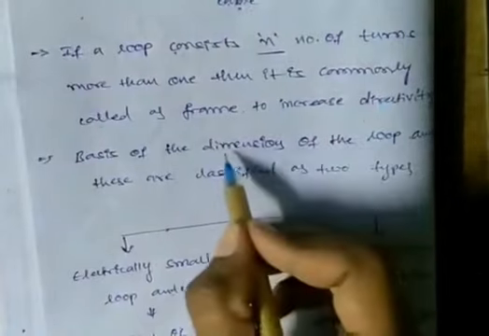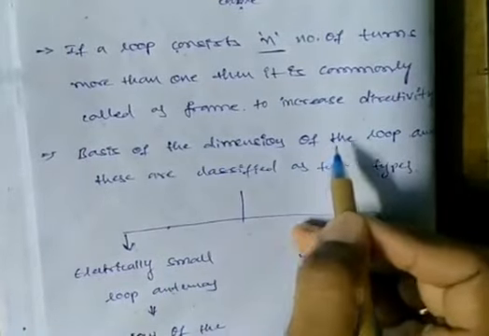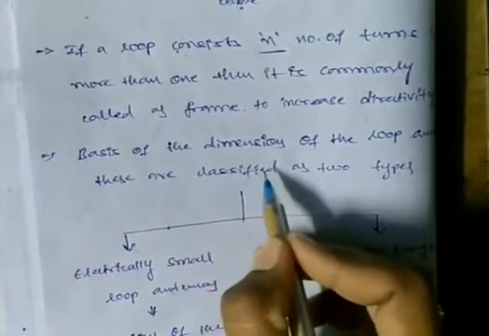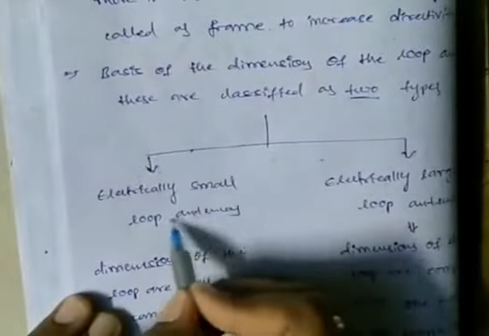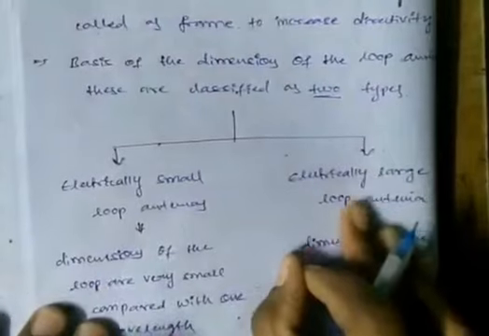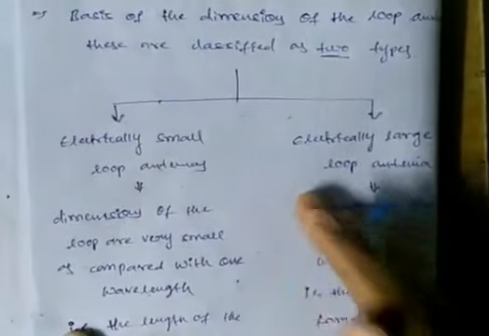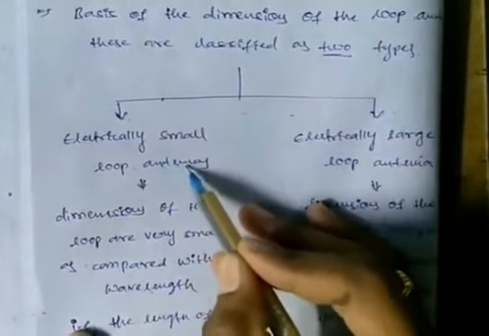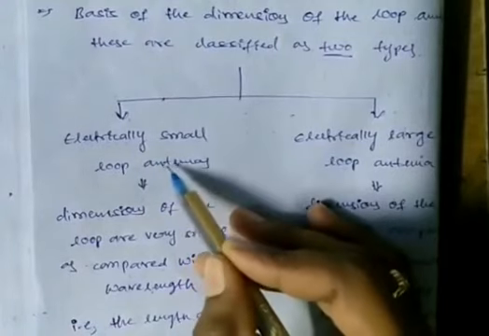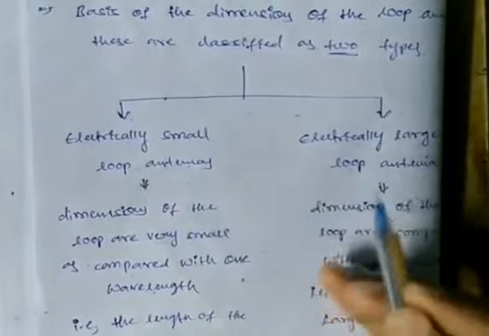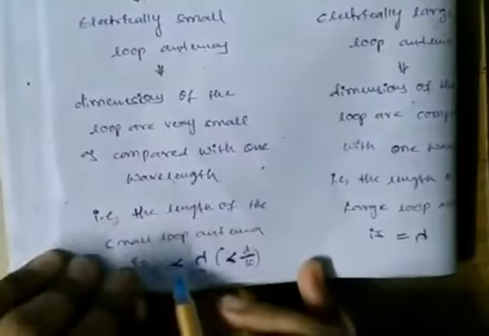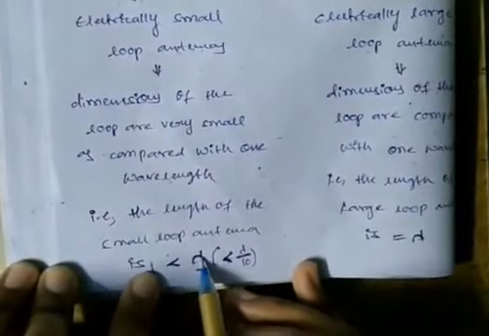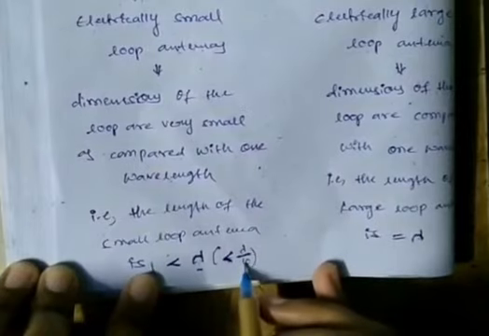Depending on the dimensions of the loop antenna, loop antennas can be classified into two types. One is electrically small loop antennas, the other is electrically large loop antennas. For electrically small loop antennas, the dimensions are very small compared to one wavelength, meaning the length of the small loop antenna is less than lambda, or less than lambda by 10.